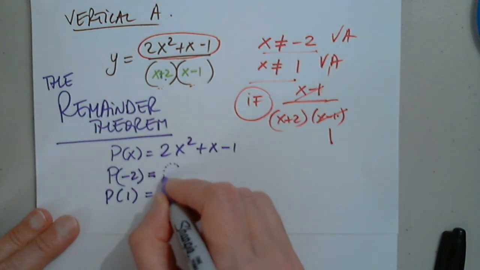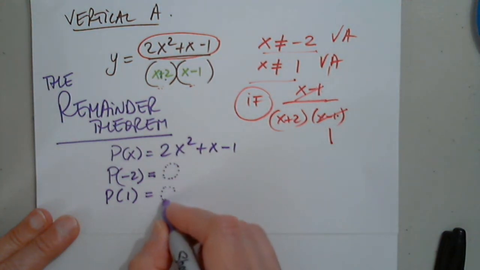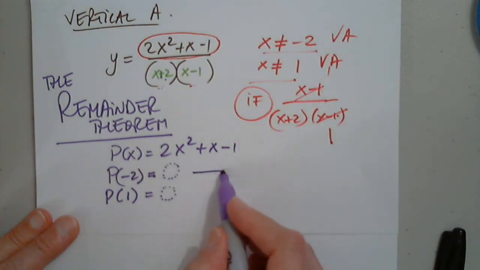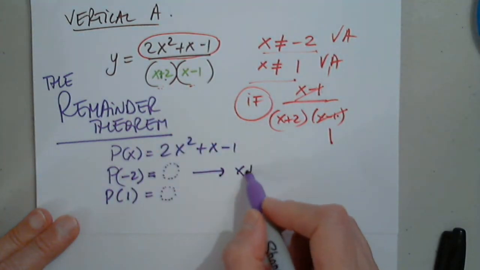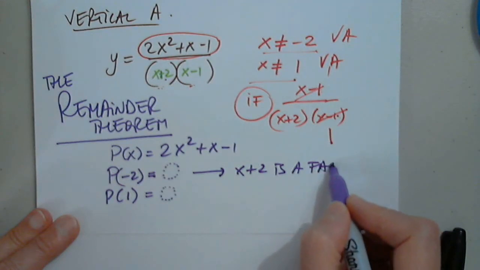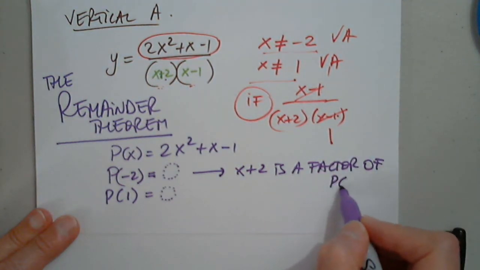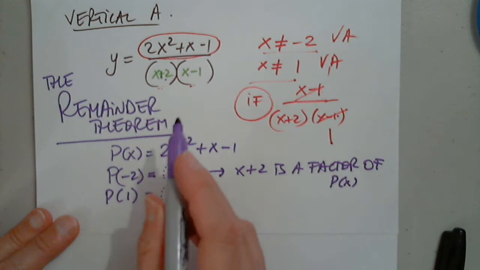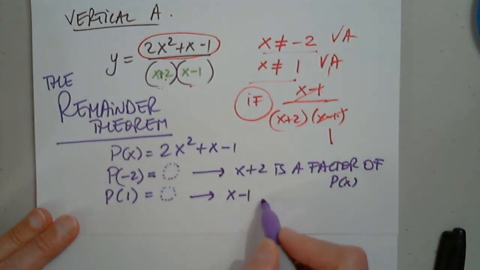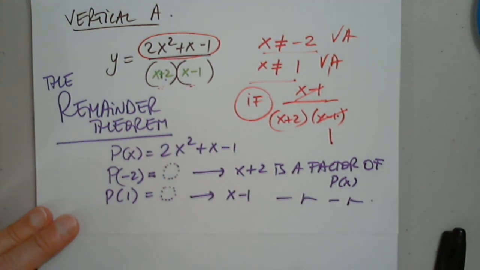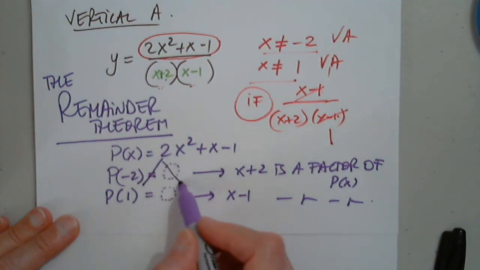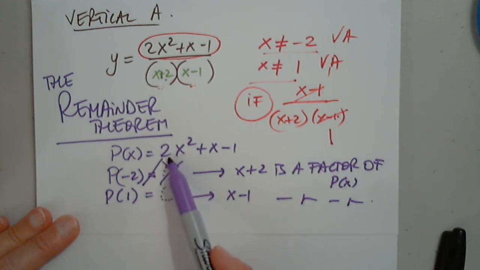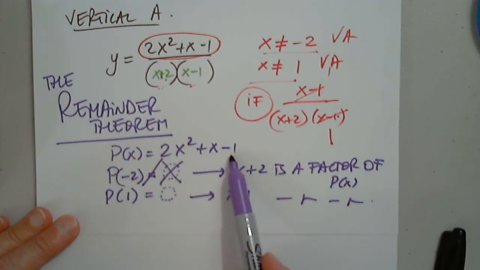If the answer is 0, then x plus 2 is a factor of p of x. If the answer is 0, then x minus 1 is a factor of p of x. That's how I check quickly. So let's plug it in. Well, this is 4 times 2 is 8. It's not going to be 0. No. Let's plug in 1. 2 plus 1 is 3. Minus 1 is not 0.